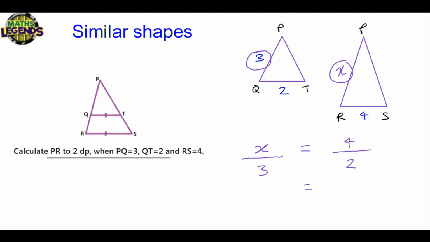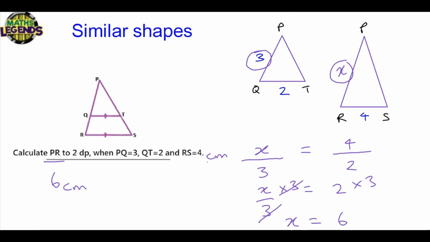So let's put an equals there. So 4 divided by 2 is 2, X over 3. We times 3 on both sides. That 3 cancels with this 3, so we're left with X equals 6. So the length PR that we were asked for is 6. If the units were in centimeters, then this would be 6 centimeters.